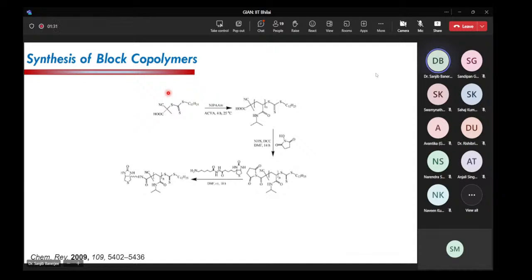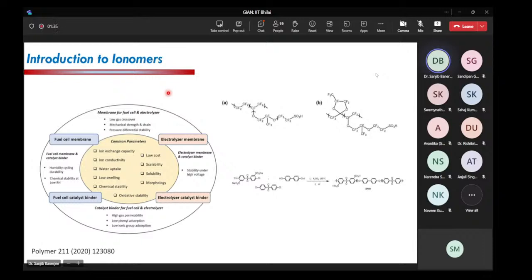Now we'll discuss briefly about ionomers. What are ionomers? Ionomers are molecules or polymers which contain ions. It's very easy. And these molecules have very wide applications, starting from fuel cell membrane, fuel cell catalyst binder, electrolyzer, and electrolyzer membrane.